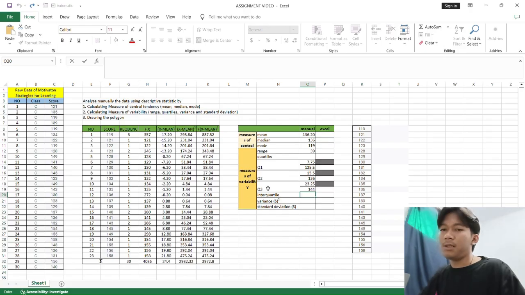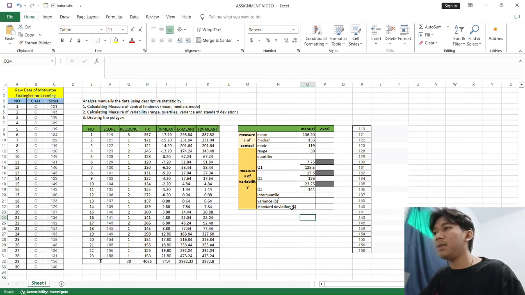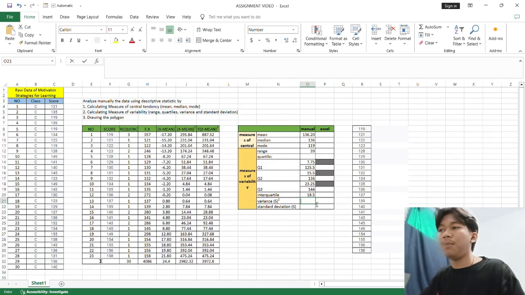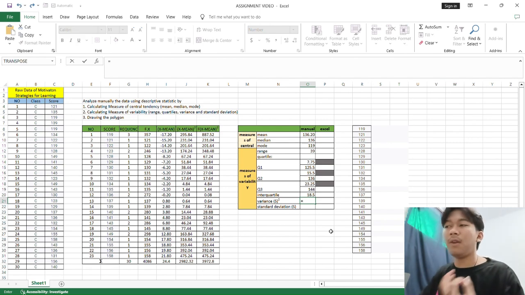Okay, so next we're going to search for the interquartile range. To find the interquartile range, we simply subtract the first quartile from the third quartile. So it's going to be like this: 144 subtracted by 125.5. So it's going to be 18.5. Okay, so next we're going to look for the variance.